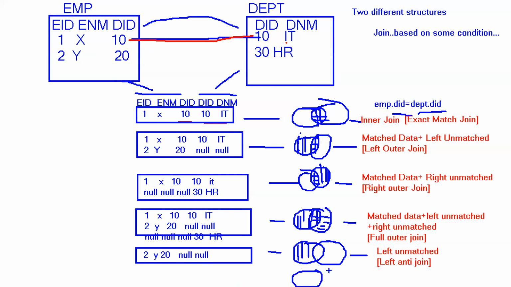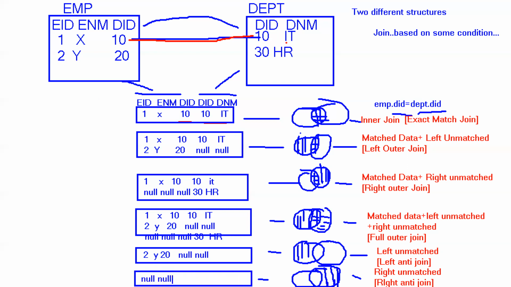But I want right side unmatched only. Then right unmatched. So what do you call it? Right anti-join. Null, null, null, 30, HR. So what do you call it? Right unmatched.